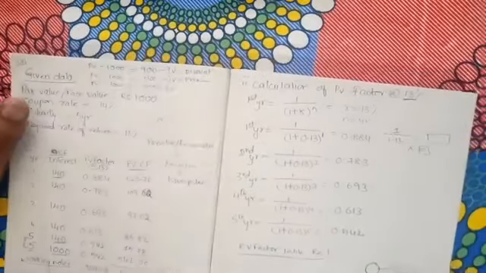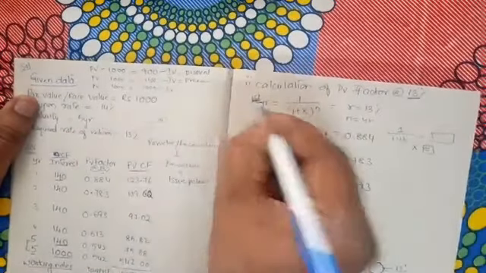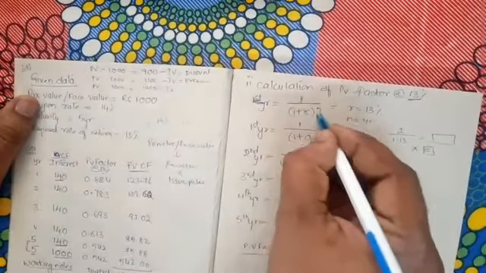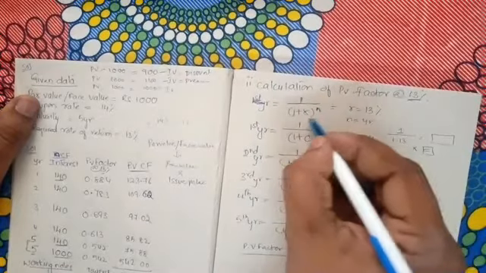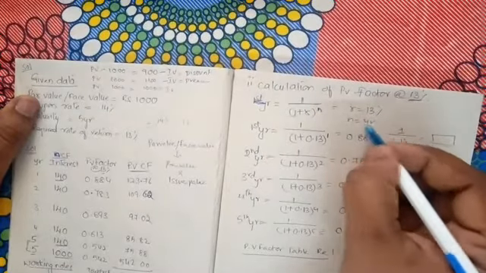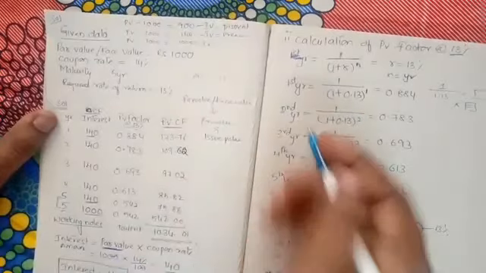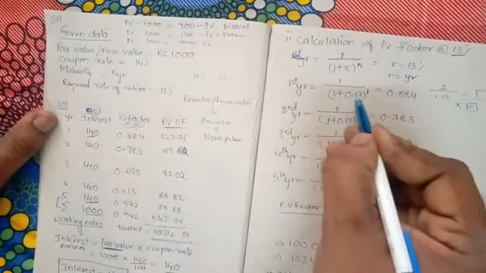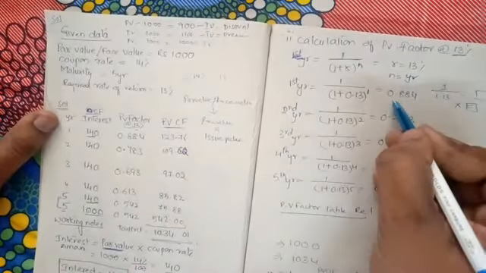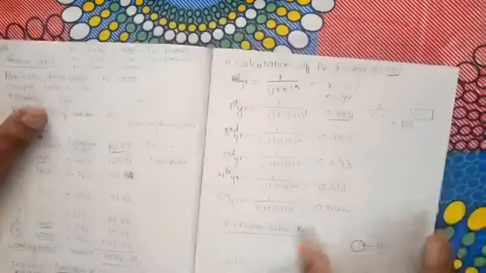So how to calculate? What is the formula I have? The formula is 1 divided by (1 plus r) to the power of n. Here r is equal to 13%, and n is equal to the year. So when I put that into the formula, for the first year it is 1 divided by 1.13 to the power of 1, that is 0.884.